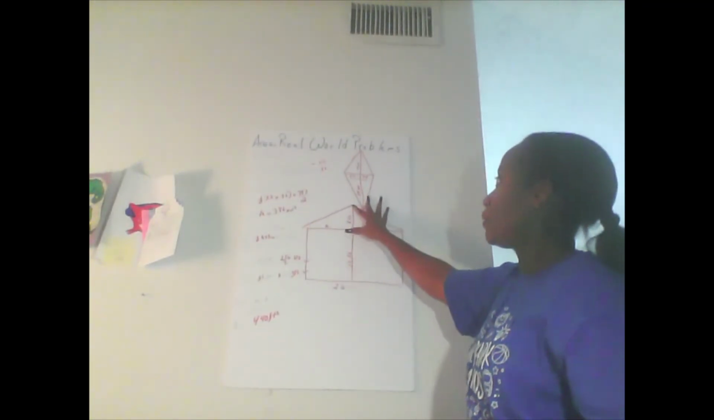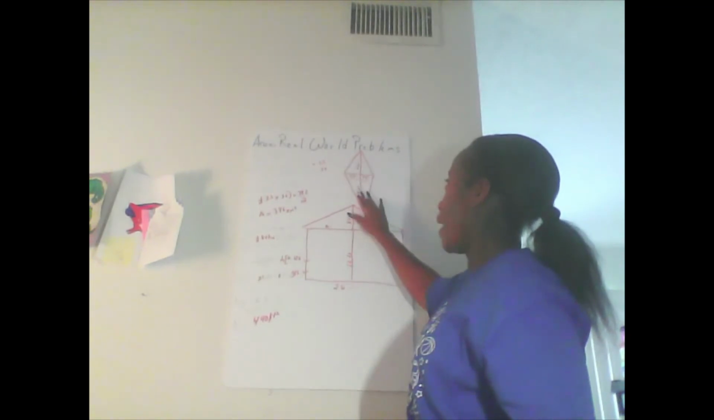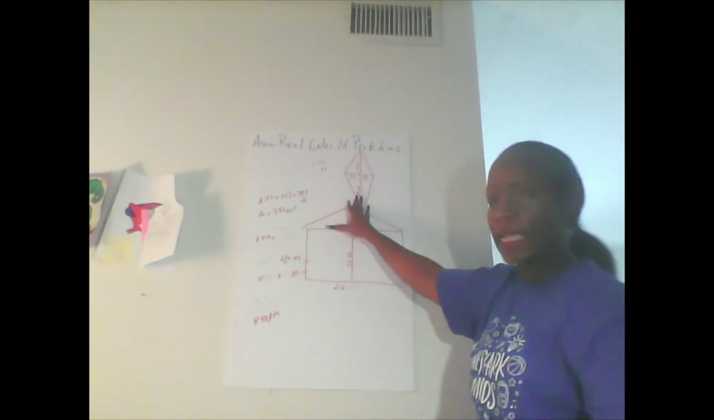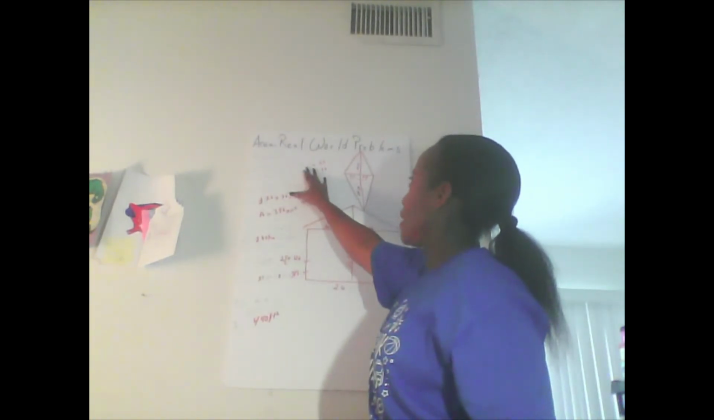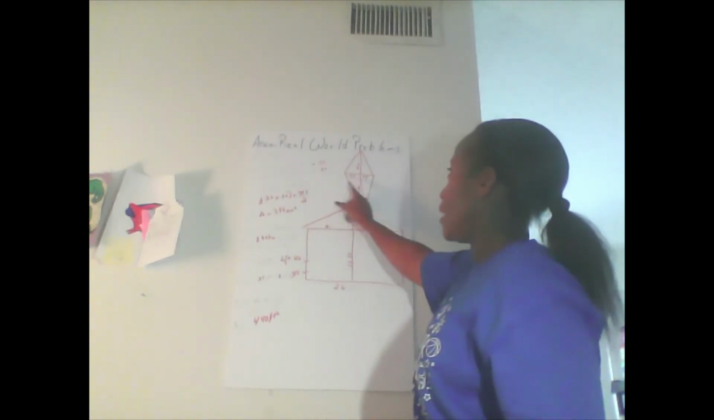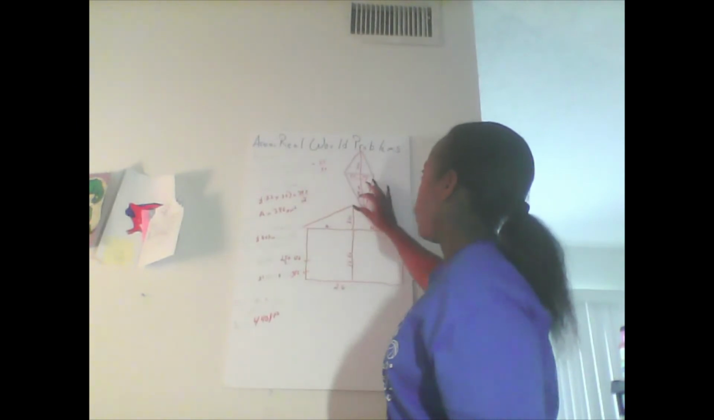Alright, first you have to solve for both triangles. There are 2 sets of triangles on the kite. You have the upper half and lower half. You have to add both the bases together, which will be 11 plus 11. You add both the heights together, 24 plus 12.